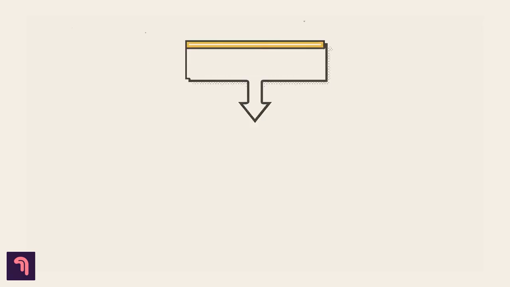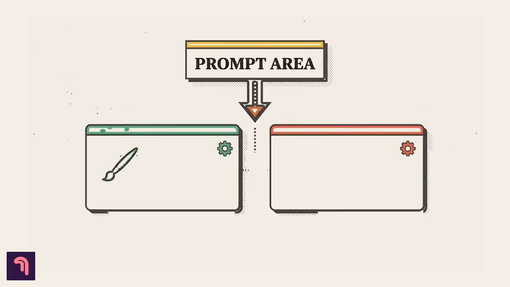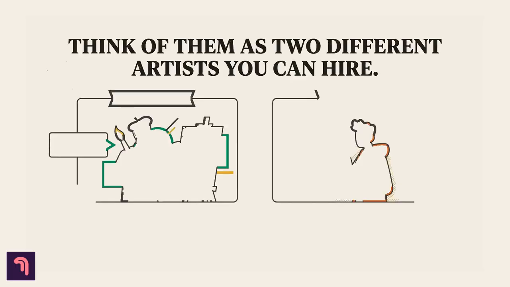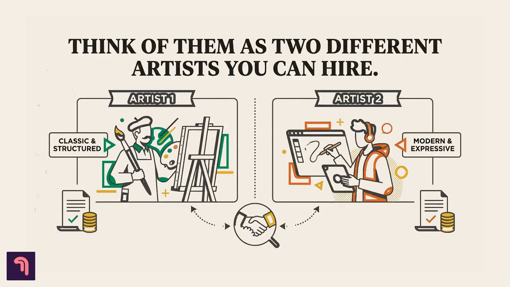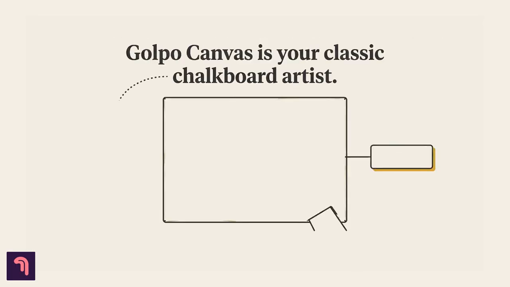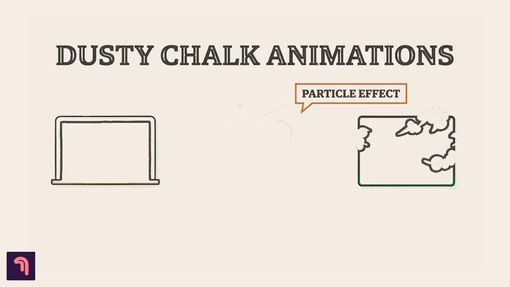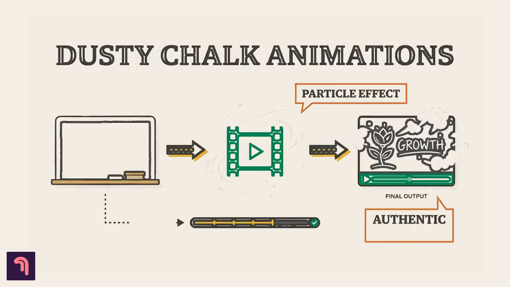Below the prompt area, you'll find the 2 main artistic engines, Golpo Canvas and Golpo Sketch. Think of them as 2 different artists you can hire. Golpo Canvas is your classic chalkboard artist. It creates those beautiful, dusty, chalk-on-blackboard animations.